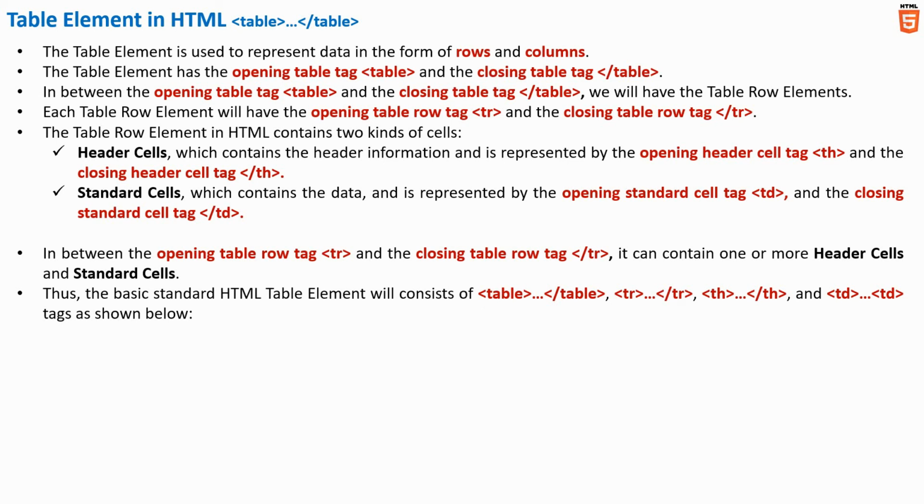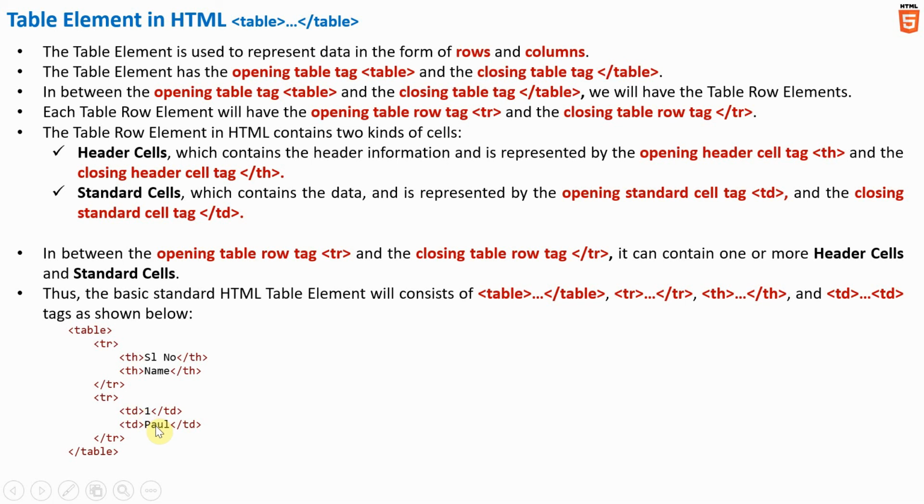Now, let me quickly show you a sample code snippet where we have used the table element inside which we have two table row elements. So this is the first table row element and this is the second table row element. Inside the first table row element we have two header cell elements. Inside the first header cell element we have the content as serial number, and inside the second header cell element we have the content as name. Likewise, inside the second table row element, we have two standard cell elements, and each of the standard cell elements has the content 1 and Paul.